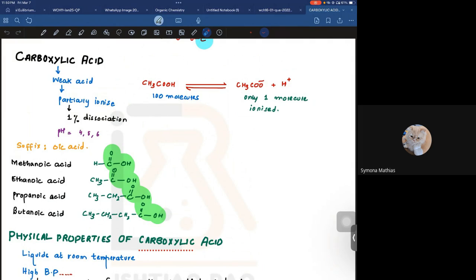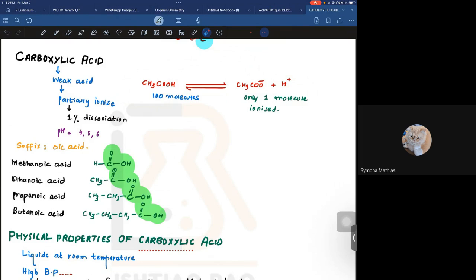Partially ionize means that, let's suppose you have 100 molecules of carboxylic acid, out of 100 only one molecule can break down, ionize, and give you the respective ions. Let's suppose you have ethanoic acid, it is going to give you ethanoate and the proton, that is H positive ion. That's why I'm saying it's a weak acid: 1% dissociation, 1% ionization.